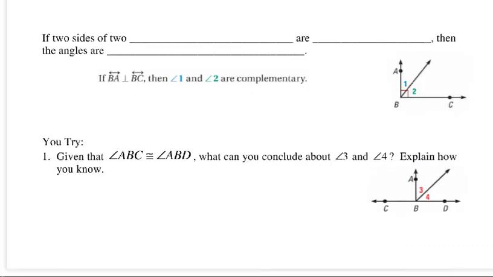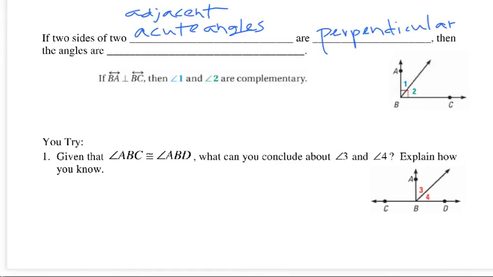If two sides of two adjacent acute angles are perpendicular, then the angles are complementary. If you see the picture, our adjacent acute angles right here are perpendicular, so they create 90 degrees, then they are complementary.